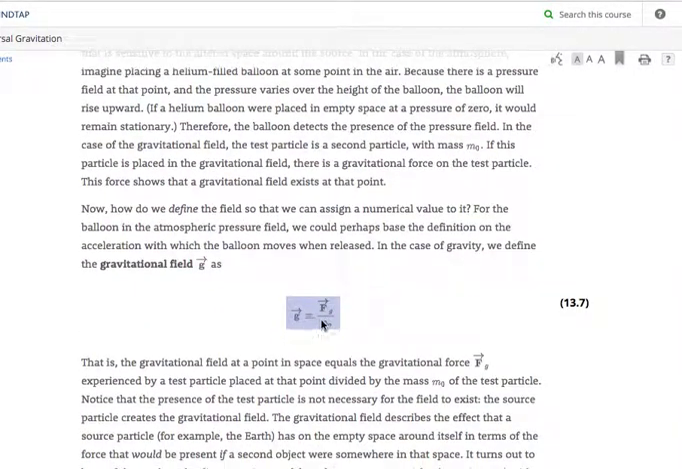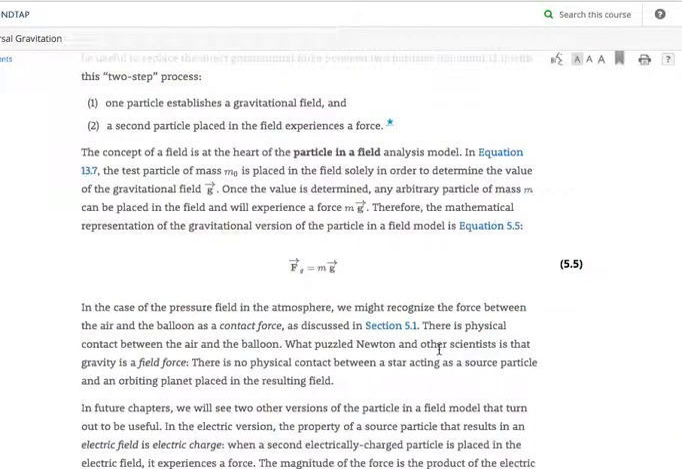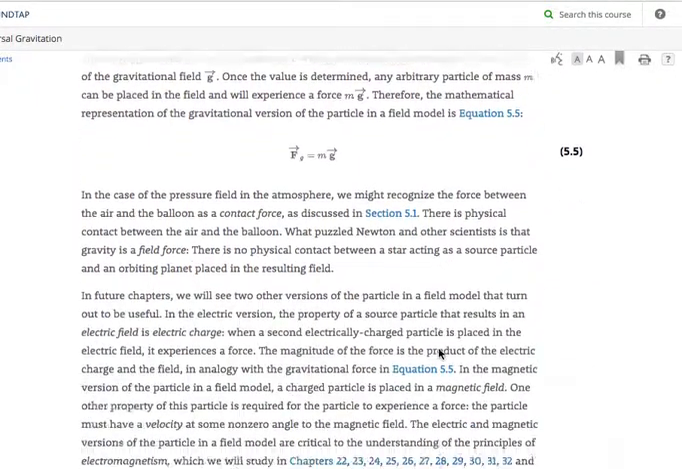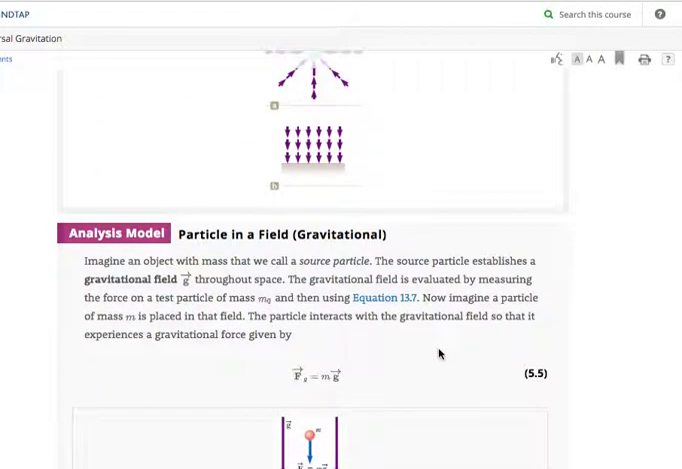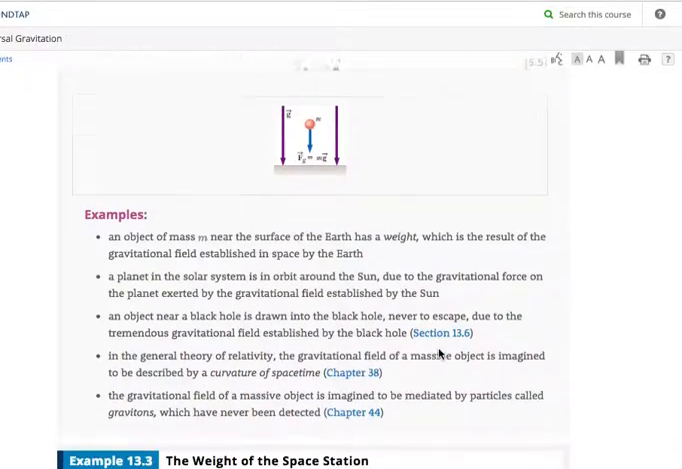The gravitational field is that little g. We haven't used that a whole lot in mechanics, but it's similar to an electric field, where the electric field was the force of electricity divided by the charge. Now the gravitational field is the force of gravity divided by the mass. And the gravitational field will always point towards the Earth.